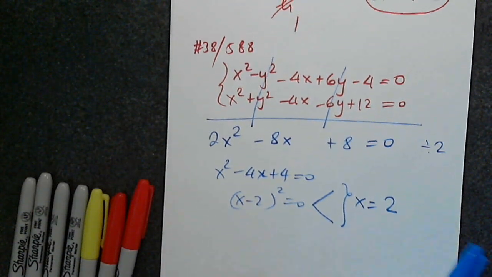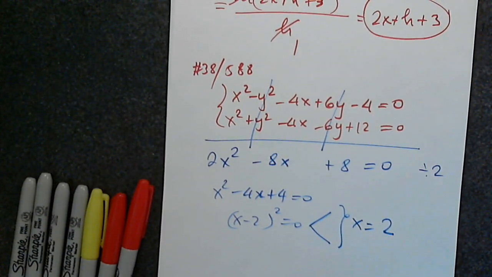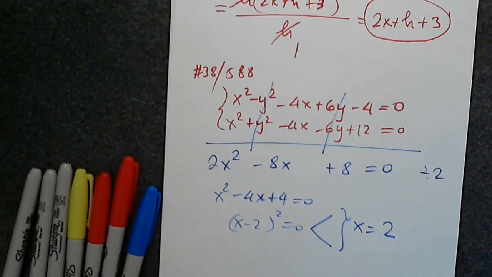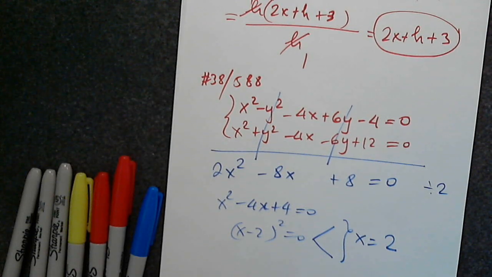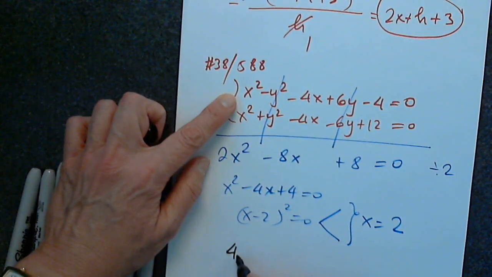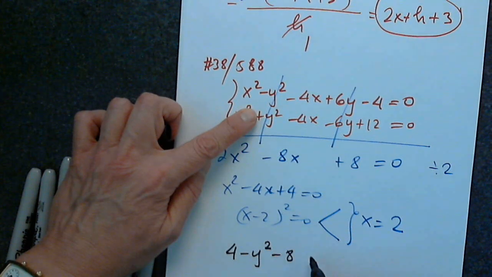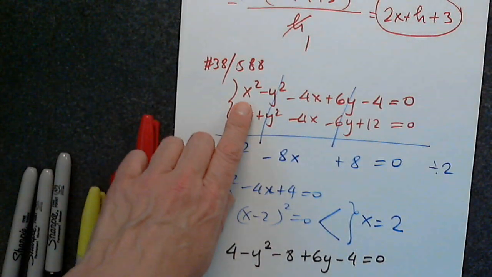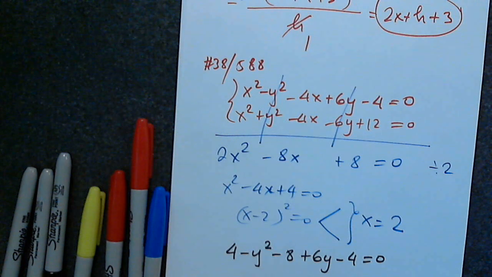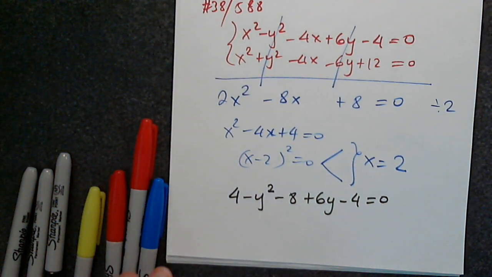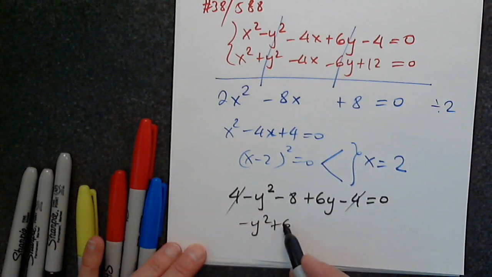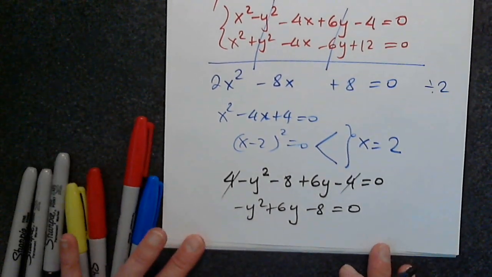So I have x. I have to go back to any of the equations to find y. But it's not a big deal. I will replace x by 2 everywhere. Where do you want to go back? Top or bottom? Okay. So then this is 4 minus y squared minus 8 plus 6y minus 4 equals 0. So I replaced x by 2 all the way. This became 4 and this became 8 with minus in front. I'm still happy because I see negative y squared. These two go away. Plus 6y minus 8 equals 0.